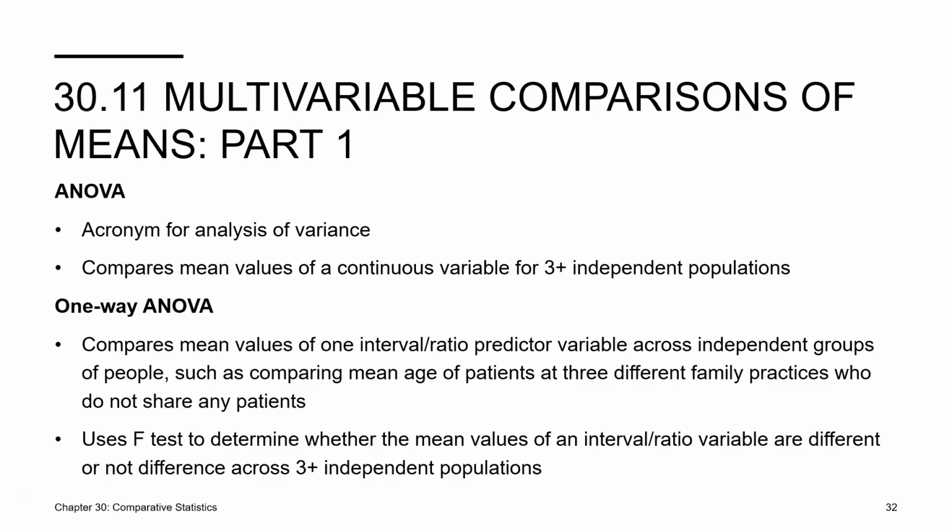Then we have a one-way ANOVA, which compares mean values of one interval or ratio predictor variable across independent groups of people, such as the mean age of patients at 3 different family practices, or 3 different schools is a common one that's used as well. It uses the F-test to determine whether the mean values of an interval or ratio variable are different or not different across 3 or more populations.